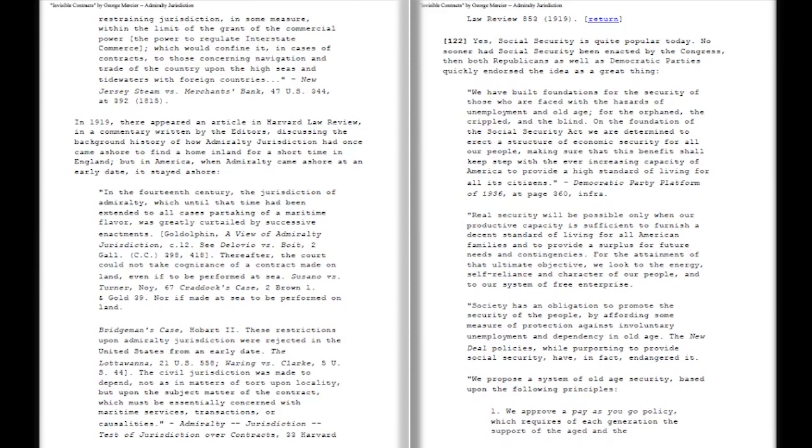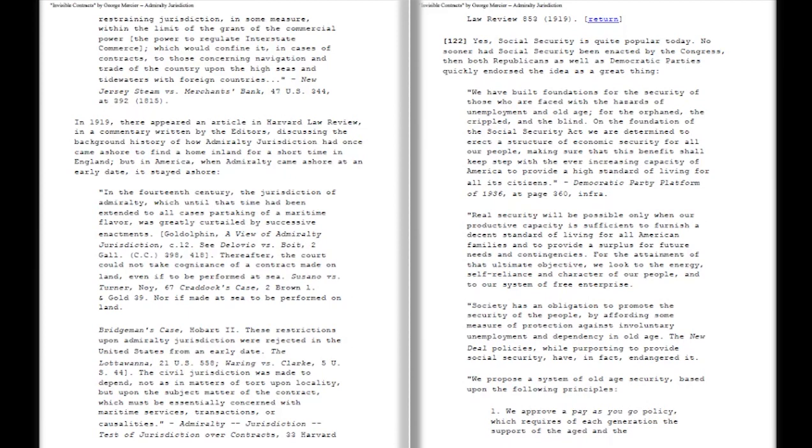344, at 392, 1815. In 1919, there appeared an article in Harvard Law Review, in a commentary written by the editors, discussing the background history of how Admiralty jurisdiction had once come ashore to find a home inland for a short time in England, but in America, when Admiralty came ashore at an early date, it stayed ashore. In the 14th century, the jurisdiction of Admiralty, which until that time had been extended to all cases partaking of a maritime flavor, was greatly curtailed by successive enactments.